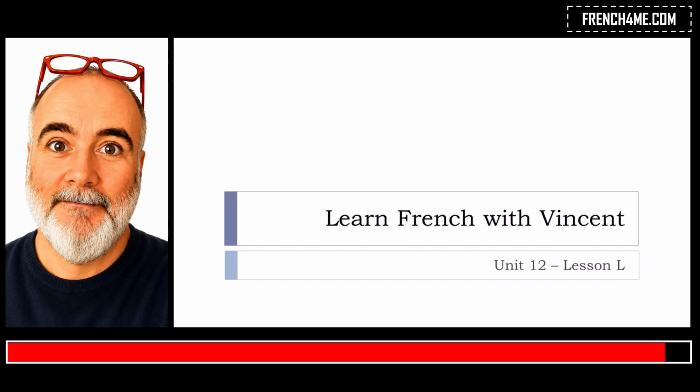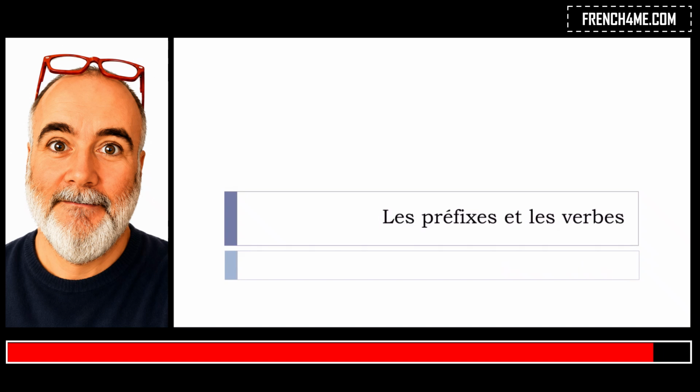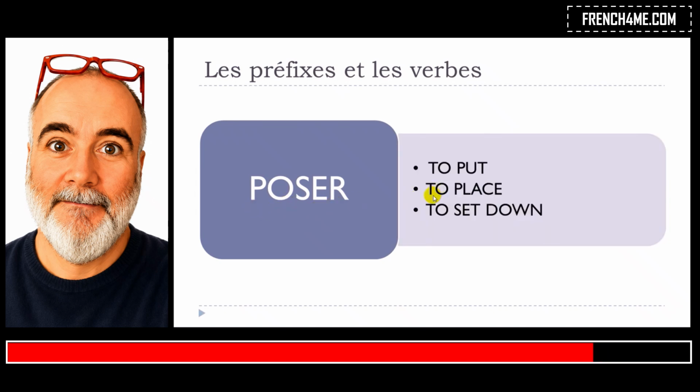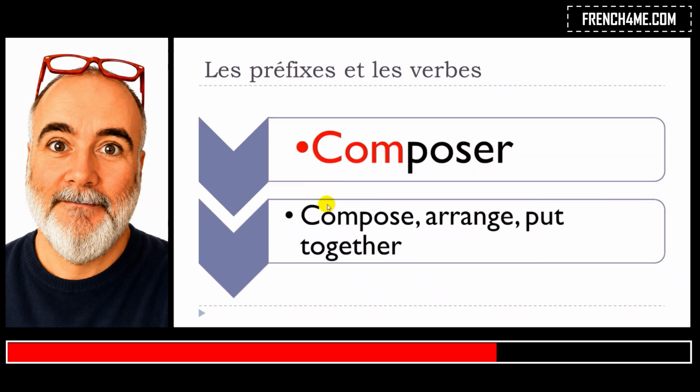This is Unité 12, leçon L. And in this lesson, we'll continue the series of videos that cover the topic les préfixes et les verbes. And in that video, we'll actually have POSER. And so you've got the translations here. Okay, of POSER. And so remember that the idea is that we will add letters in front of POSER, so that's what we call prefix, and by adding these prefix, we will modify the meaning or the original meaning of the verb poser. Okay, so let's see now what we've got.